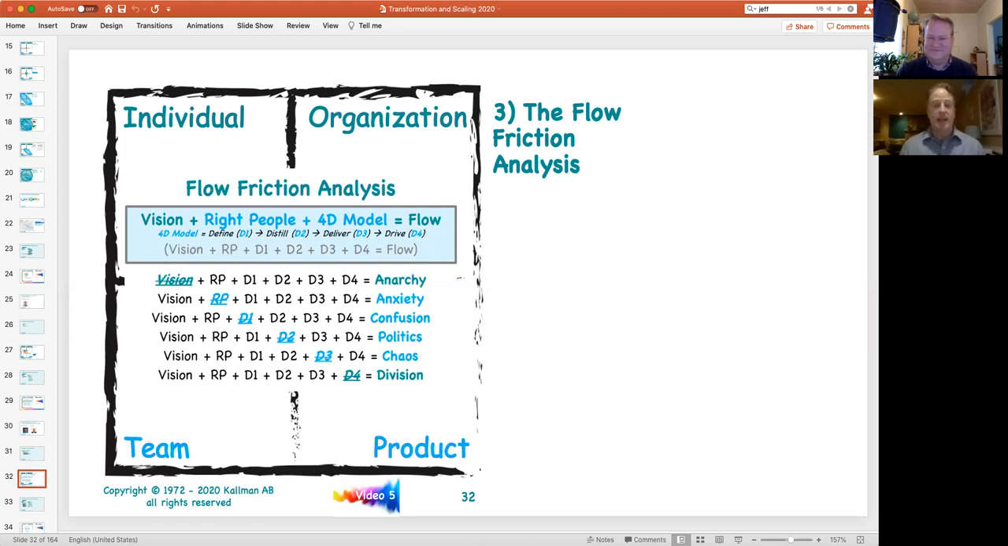It's a diagnostic tool. It allows you to diagnose what's going on, and if you take a look at each one of those steps along the way, how do you deal with anarchy? You've got to clarify the vision. How do you clarify the vision? It's all in these materials that are being taught. Same with the right people, same with definitions, with distilling agreements, with being able to deliver, and the ability to drive things forward, and it cycles through the model. But if there's anything clogging up the flow of what it is you're doing, look to this model. This flow friction analysis is essential.